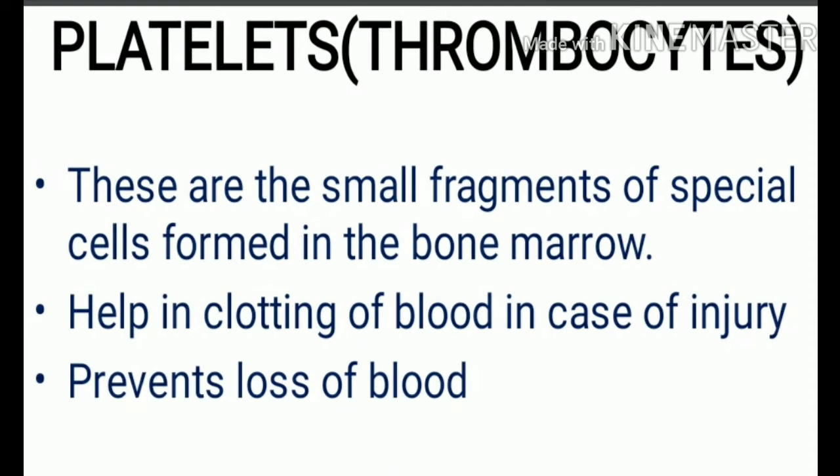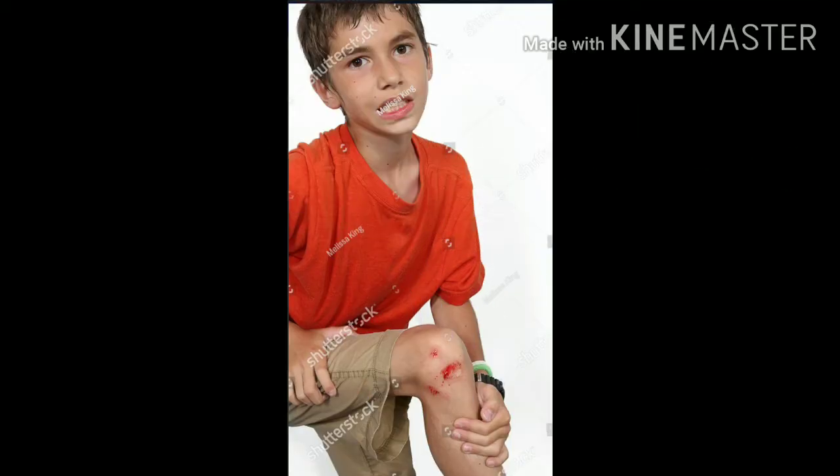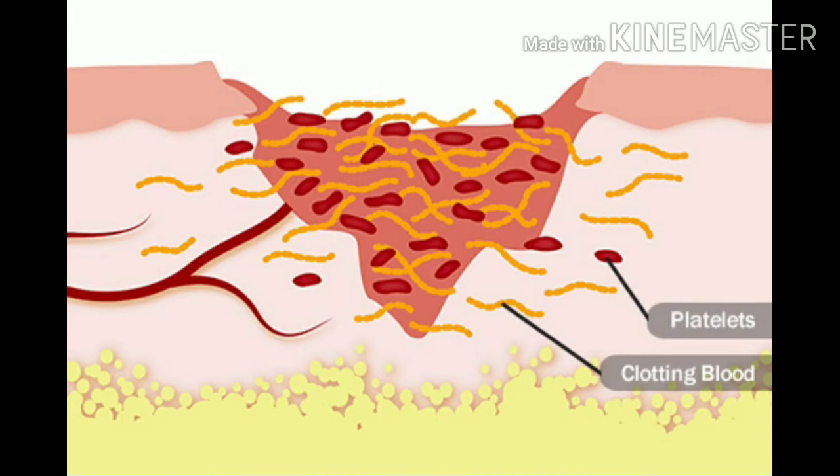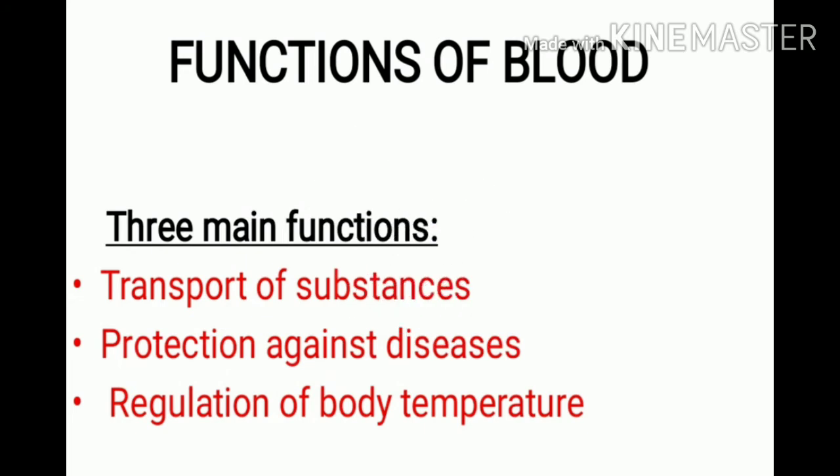Another type of blood cells are the platelets or thrombocytes. These are small fragments of special cells formed in the bone marrow. They help in clotting of blood or coagulation of blood in case of injury. For example, say we get a cut and a wound starts bleeding, then platelets help clot the blood by making a semi-solid gel-like substance there, which stops further bleeding. And note that all the blood cells are made in the bone marrow from cells called stem cells.